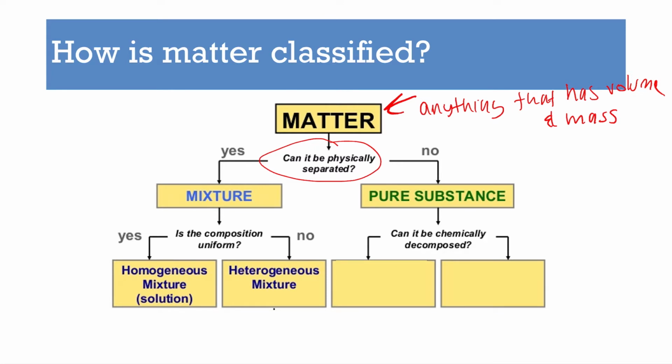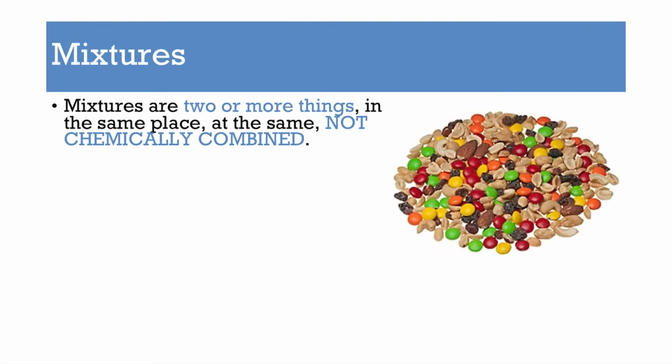Can it be chemically decomposed? If the answer is yes, it is a compound. If the answer is no, it is an element. That's a whole bunch of info thrown right at you. That's the overall goal of this video, going over how to get through this chart and what all these new terms mean. So first, let's talk about a mixture.